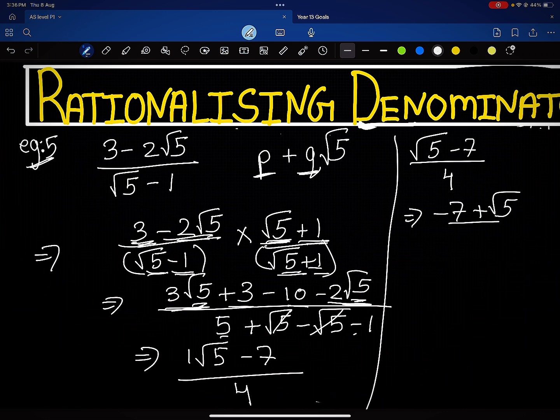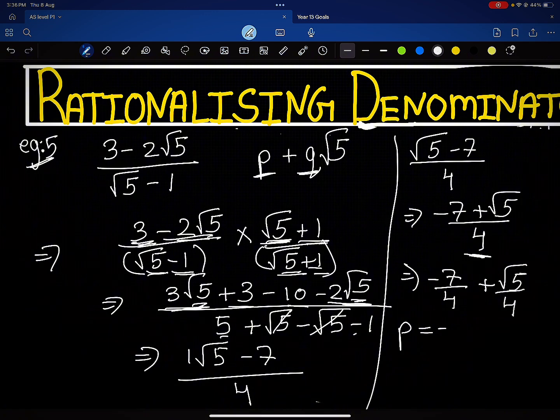Here you need to get the values for p and q. So what I'll do is I'll just separate the denominator for both the terms. So I have minus 7 over 4 plus root 5 over 4, and hence the value of p is going to be minus 7 over 4, and the value for q is going to be 1 over 4. Or you can also write root 5, but I think that will not be the correct answer because you already have root 5 over here given. So yeah, it was 1, so we have 1 over 4, and yeah, that was it.